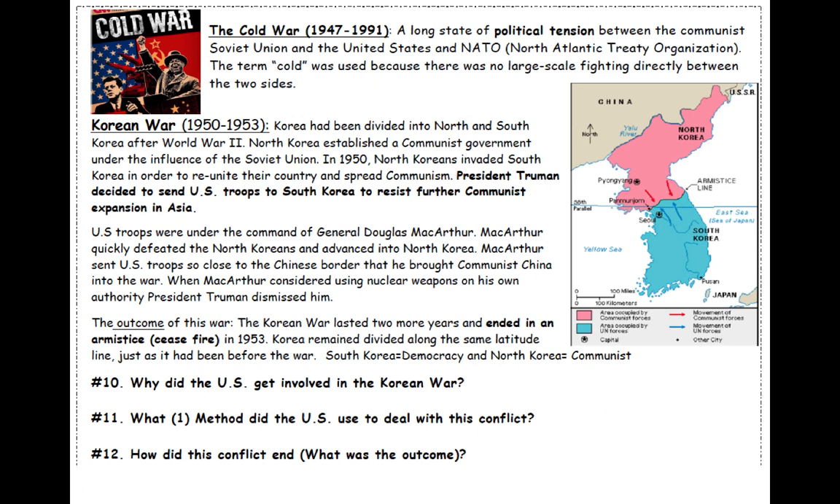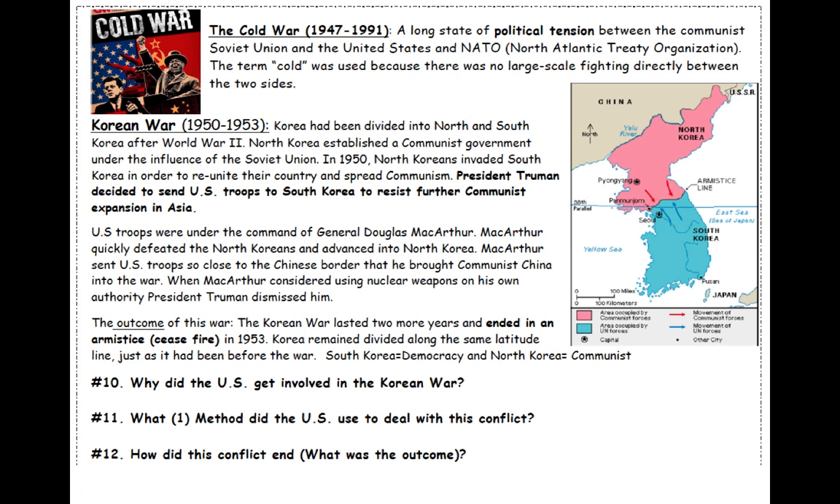So the United States and the Soviet Union, which nowadays we call Russia, we were fighting, but not actually fighting. There was no actual battle taking place. There was no physical war taking place. That's why it's called the Cold War. It was a lot of political tension. We disagreed with them being communist.